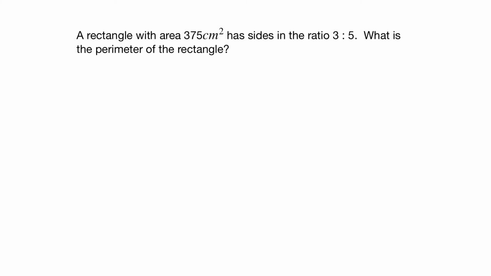A rectangle with area 375 square centimeters has sides in the ratio 3 to 5. What is the perimeter of the rectangle?